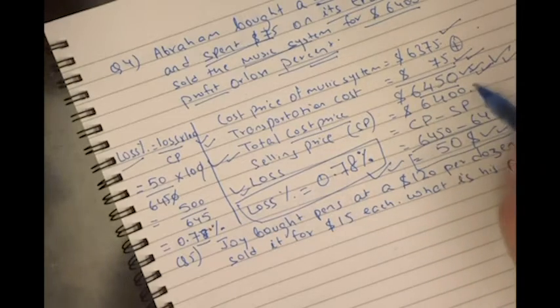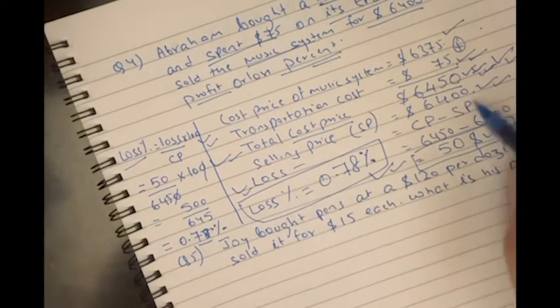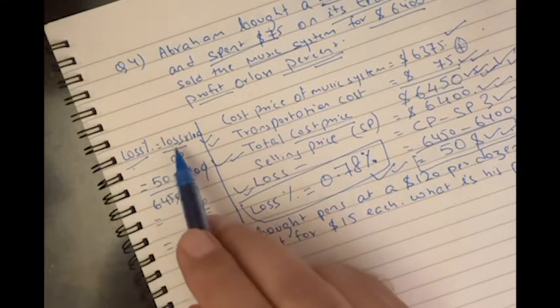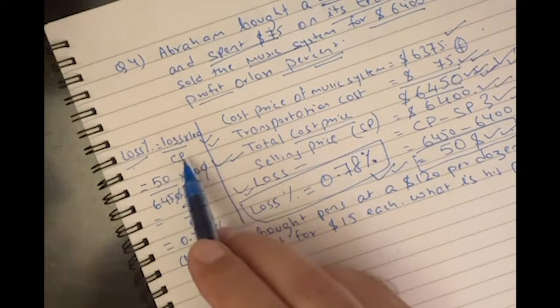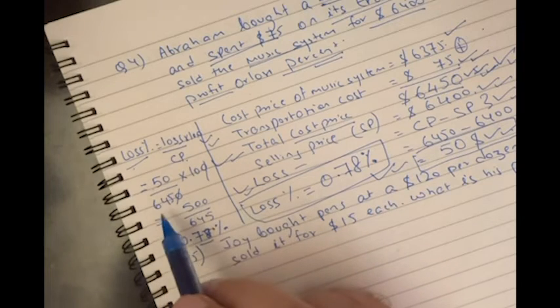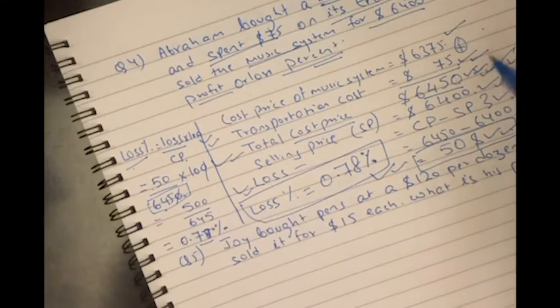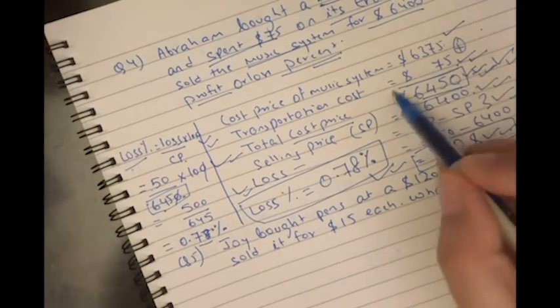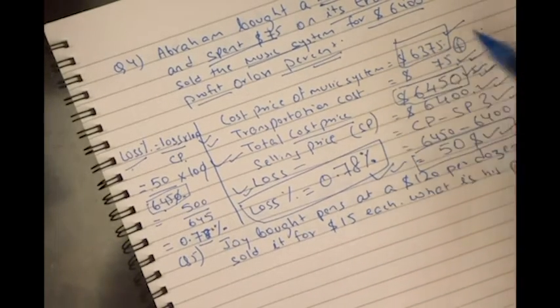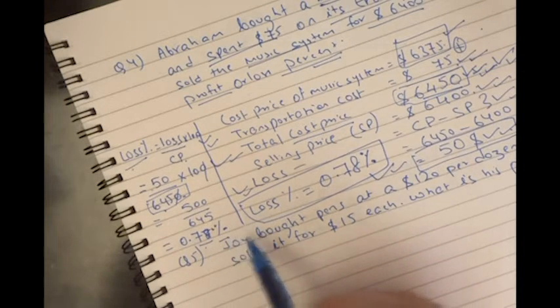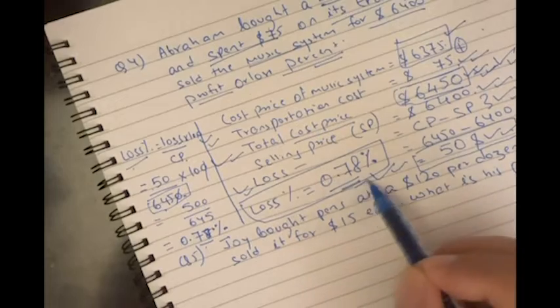We knew the selling price. The loss formula is cost price minus selling price. You get $50 as the loss value, and in order to find the loss percentage, the formula is loss by cost price into 100, 50 by 6450, and this is where I ask you to be extra mindful to take this figure rather than the 6375 figure. Okay, and then you do the maths to get 0.78 percent. This will be your final answer.